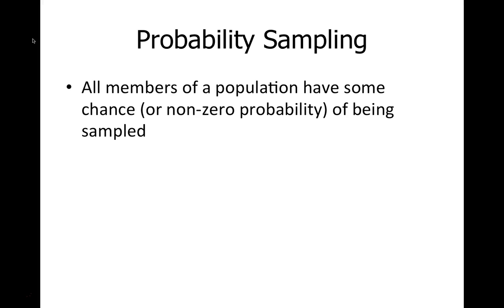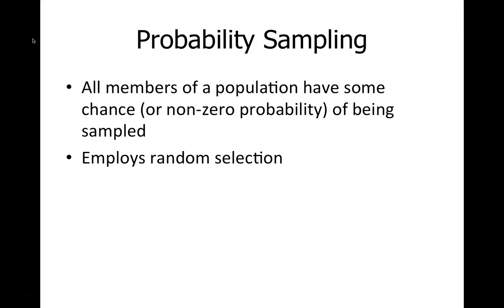So we'll talk about probability and non-probability sampling, and these are sort of big umbrella terms with a lot of different techniques underneath of them. So in probability sampling, all members of a population have some chance, or what's often called a non-zero probability of being sampled, of being selected. So this is random selection.